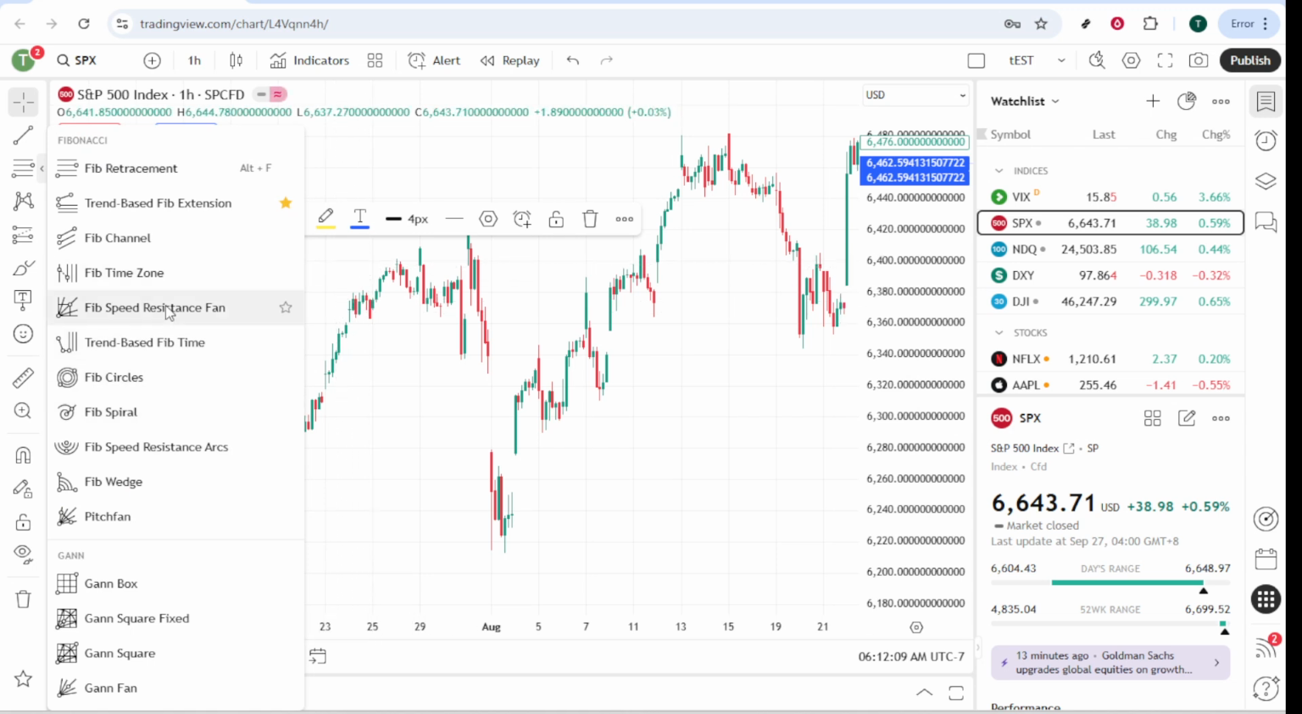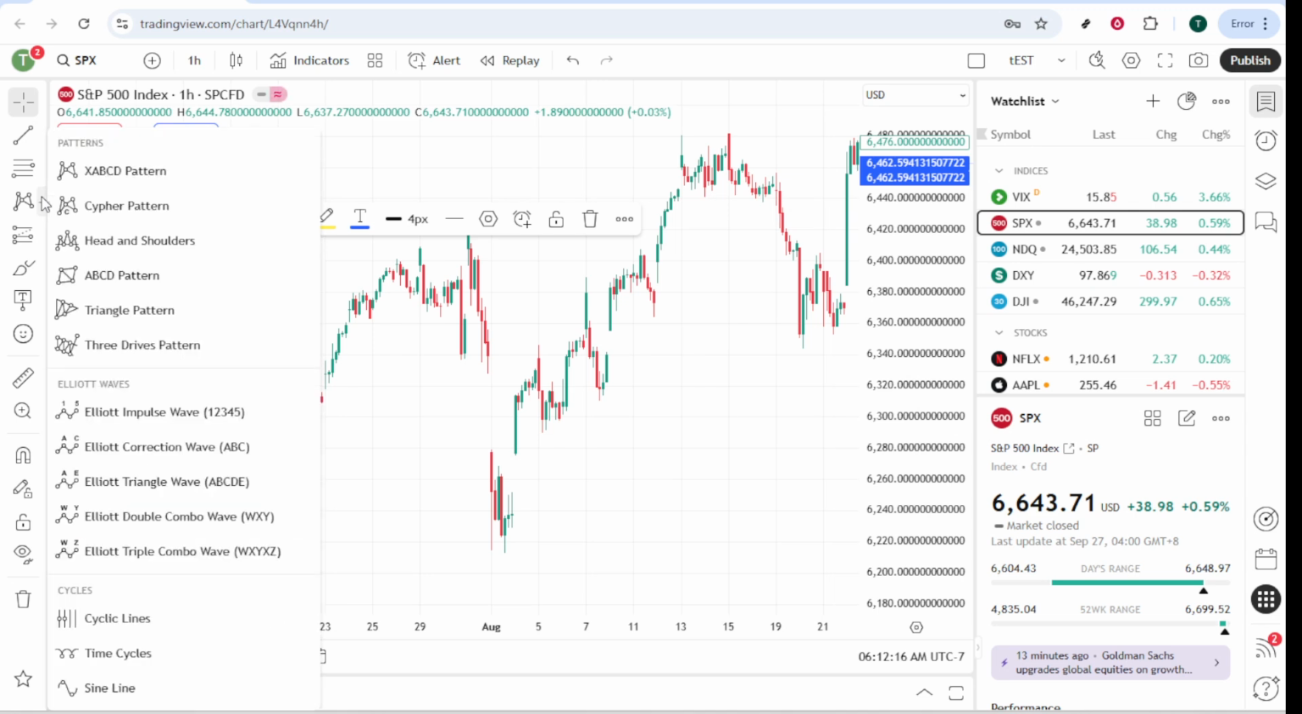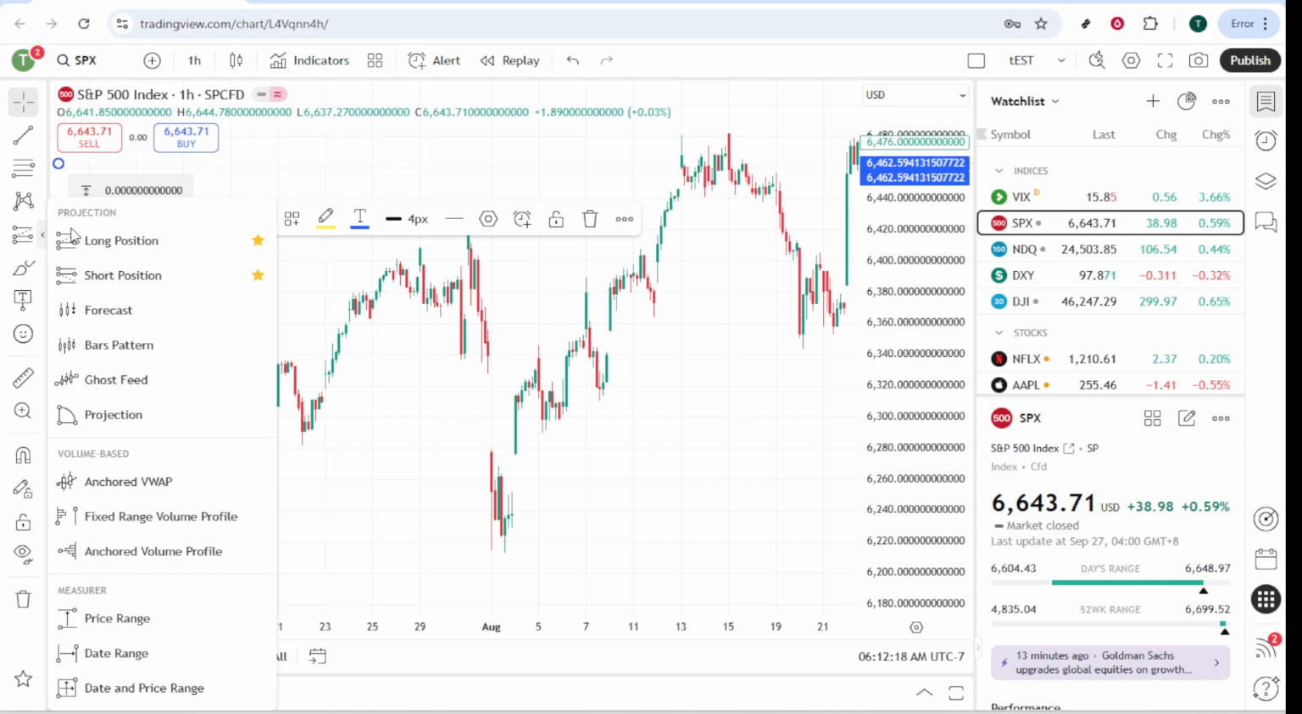Moving on to patterns, these tools help you identify common price formations that might predict future price movements. Patterns are often used in conjunction with other indicators to reinforce trading strategies and enhance your ability to foresee market shifts. Forecasting and measurement tools serve as an effective way to project future price action and measure price channels.